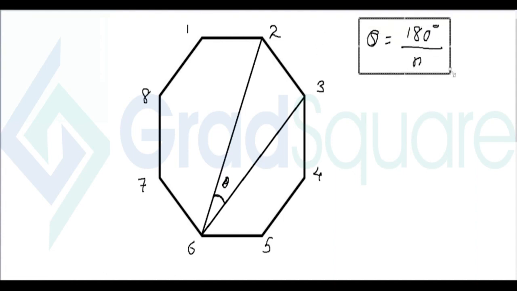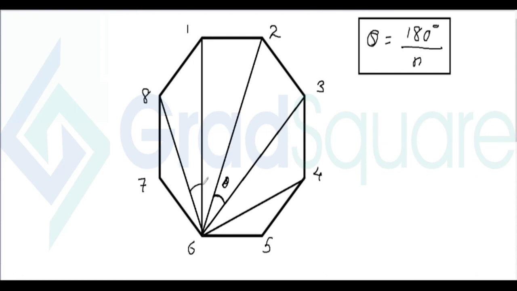In the case of regular polygons, the angle between two consecutive diagonals drawn from the same vertex is always 180 by n. What this means is that I can use this formula to find out the angle between any two diagonals drawn from the same vertex. Why? Because let me draw all diagonals, suppose from this vertex 6. So let me join 6, 1, let me join 6, 8 and 6, 4.